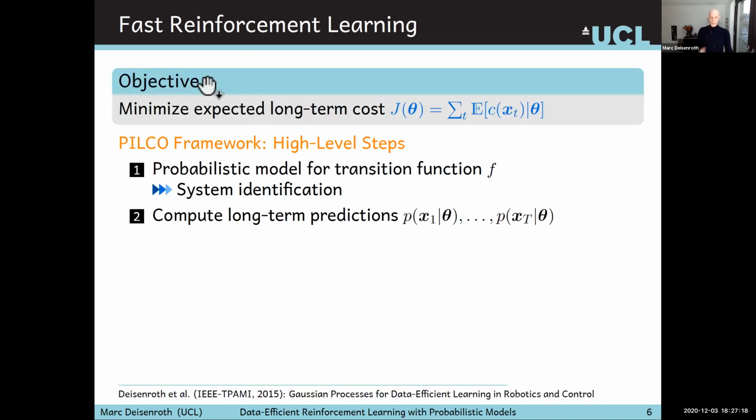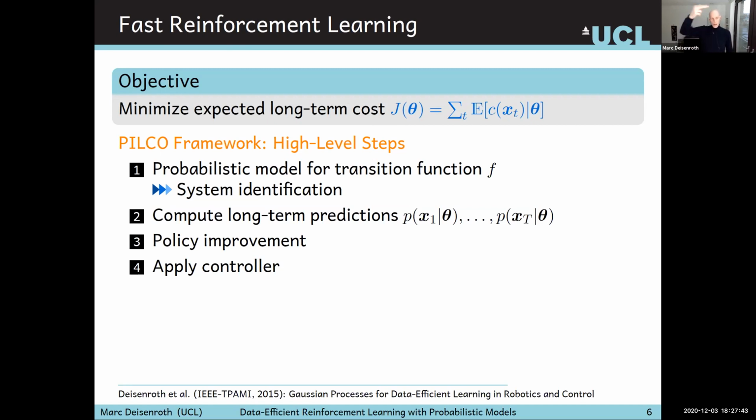Once we have this model, we compute long-term predictions of the state evolution given the controller parameterization. Then we improve the policy. That means we change these controller parameters so that they minimize the expected long-term cost up here. And then we apply the controller to the real system. And once we apply the controller to the real system, we get more data.